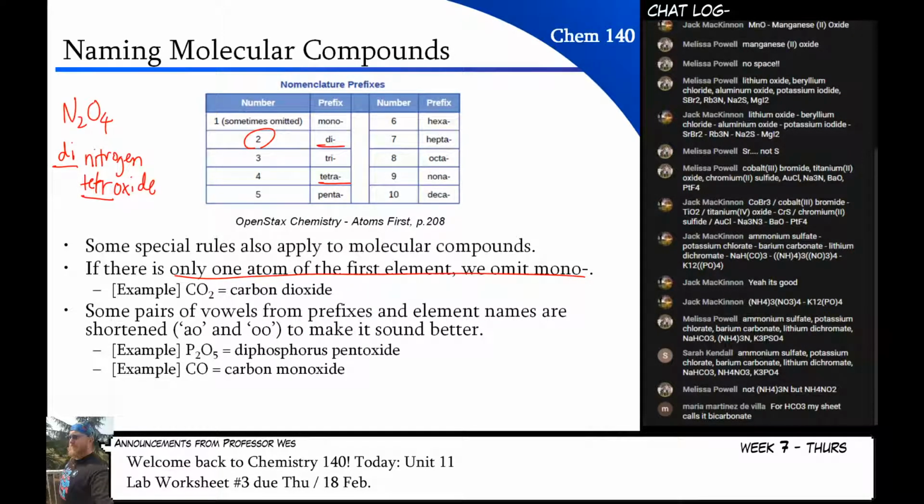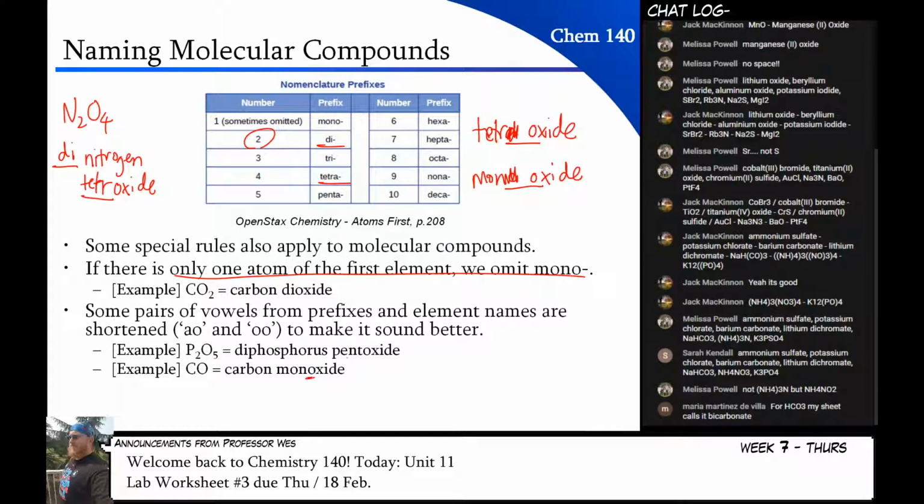Now, if you put your prefix together and you get one of these combinations, like where we had tetraoxide, we get this AO combination. Or maybe I could have carbon monoxide. I get this double O. Those sound dumb, so what we're going to end up doing is getting rid of the last letter on the prefix, just to make it sound better, I guess. So tetraoxide would become tetroxide, and monooxide would become monoxide.